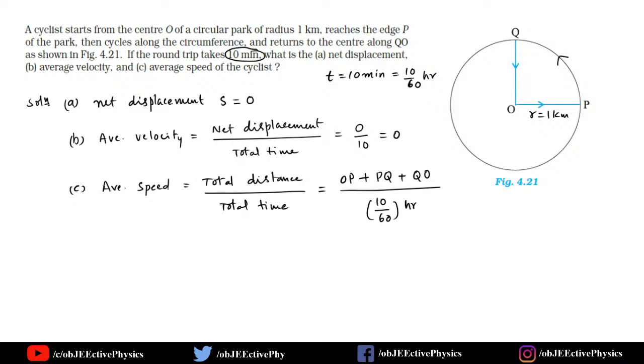OP is equal to the radius. OP is equal to OQ is equal to R, that is equal to 1 kilometer. And what about PQ here? PQ is a quadrant of a circle.